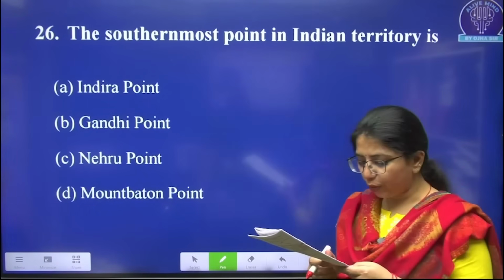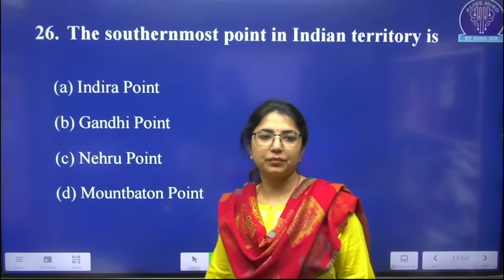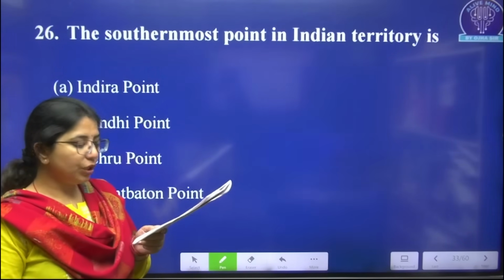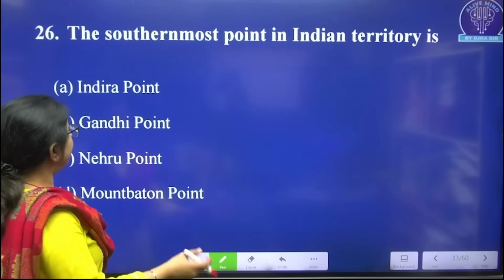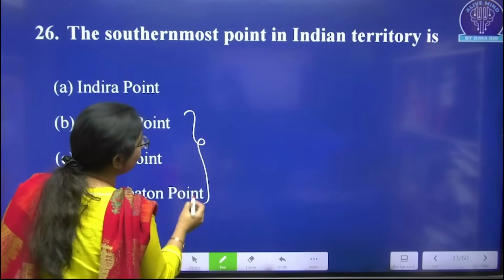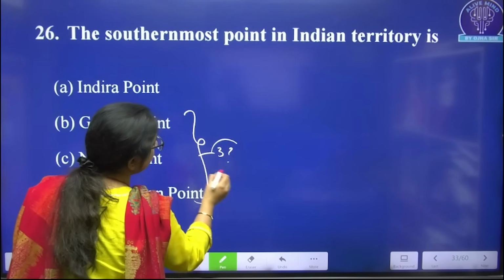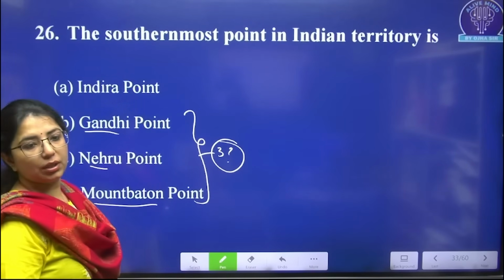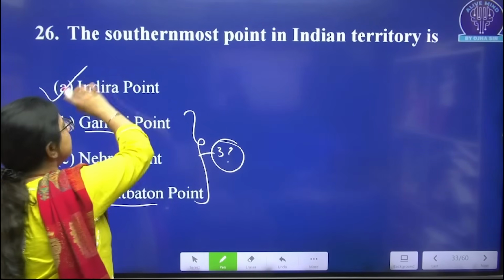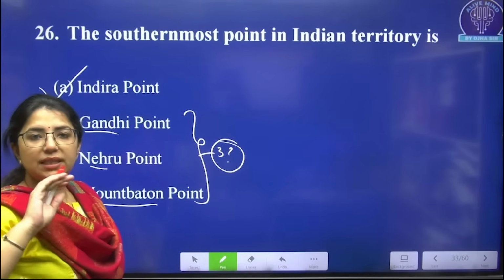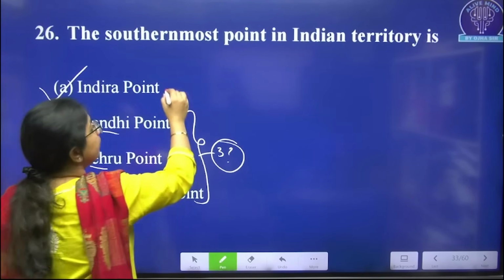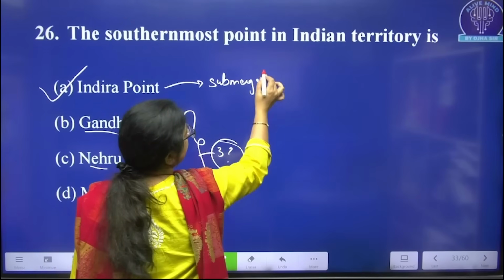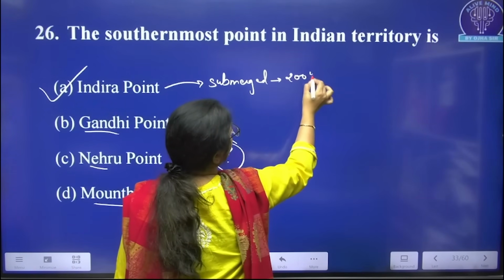Then is the next question. The southernmost point in Indian territory is. The options are Indira Point, Gandhi Point, Nehru Point, or Mountbatten Point. What you have to do, you have to go Google these 3 points. What are these 3 points? Nehru Point, Gandhi Point, and Mountbatten Point. Because everybody knows the southernmost point of India is Indira Point. Was. Why? Because it got submerged in the 2004 tsunami.